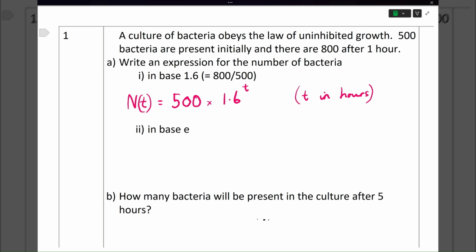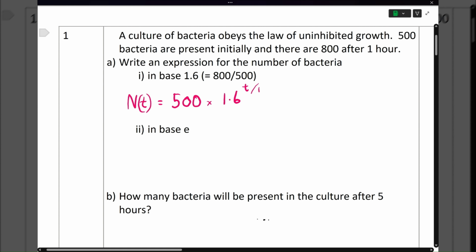So if I wanted to write it in seconds, I'd need to divide the time in seconds by 3,600. So that would change it into an equation in seconds. But we'll probably leave it as a time in hours. So there's a kind of hidden divided by 1 in here.